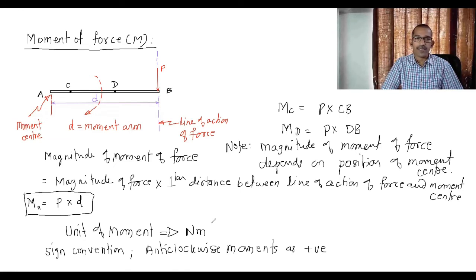Newton meter. And what sign convention will we use for moment? Anti-clockwise moments as positive. While finding magnitude of moment, what is the most important part? Perpendicular distance between line of action of force and moment center. When we find out magnitude of moment of force, the position of moment center is very, very important. If we go on changing position of moment center, then magnitude of moment of force changes. Therefore, magnitude of moment of force depends on position of moment center.